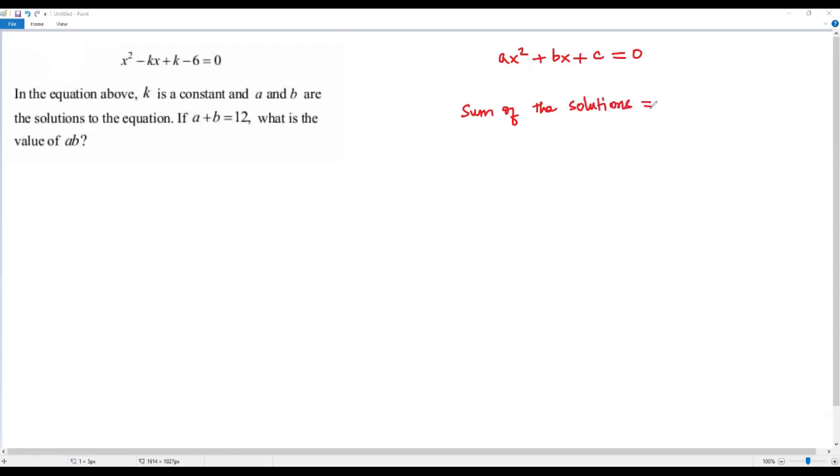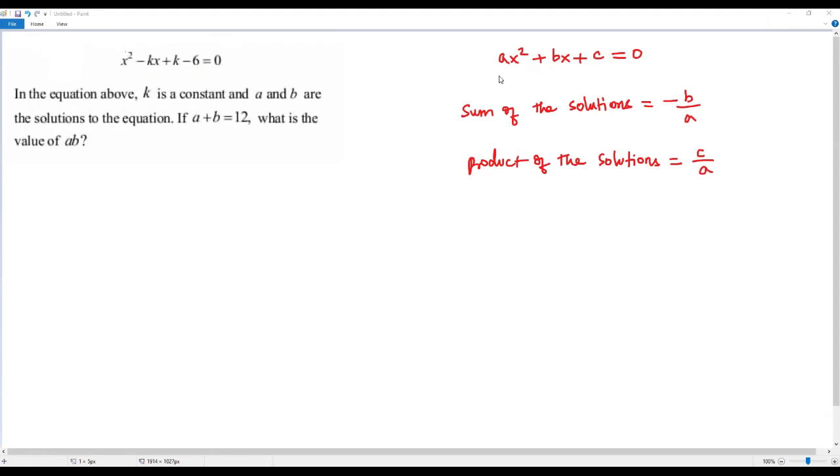The formula to get the sum of the solutions: we take the negative sign and the coefficient of x, in this case b, and divide it by the coefficient of x², in this case a. So this is the formula for the sum of the solutions. Now the formula for the product of the solutions: we divide the constant term c by the coefficient of x², that is a. Okay, now let's consider the given quadratic equation.